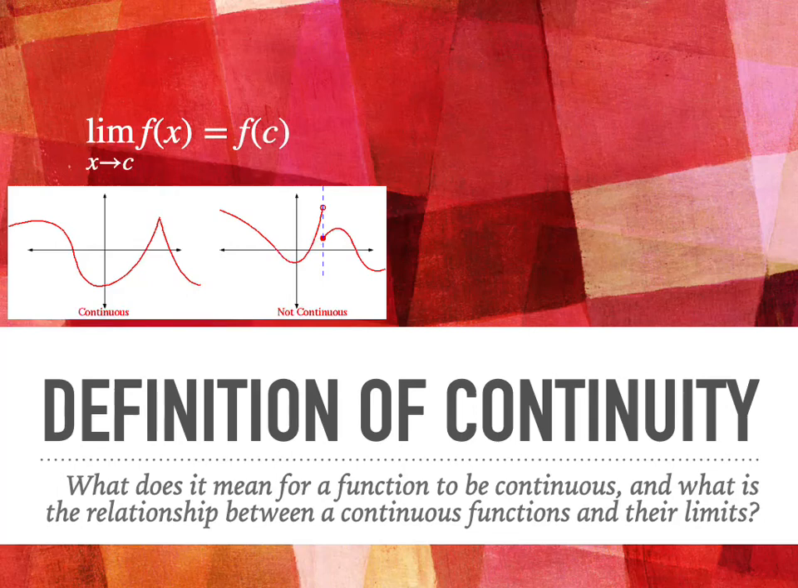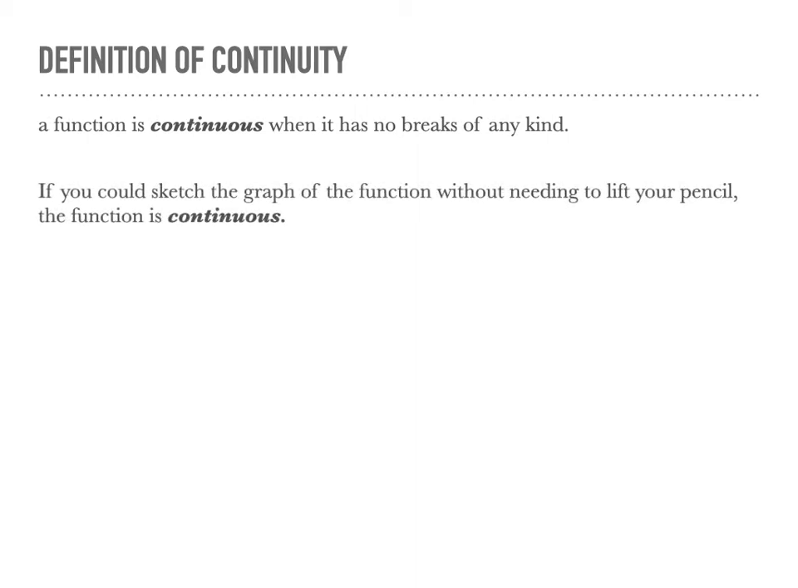In today's video, we're going to be talking about what it means for a function to be continuous and looking at that relationship with the limit of a function. A function is considered continuous when it has no breaks of any kind. If you could sketch the graph of a function without ever needing to lift your pencil, then that function is continuous, which is one way to think about it.